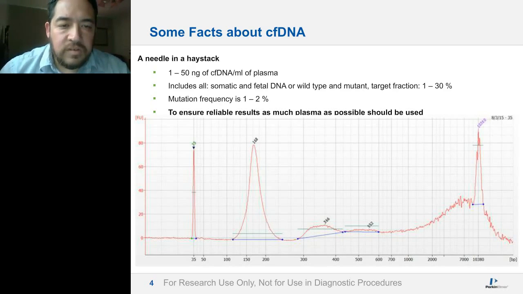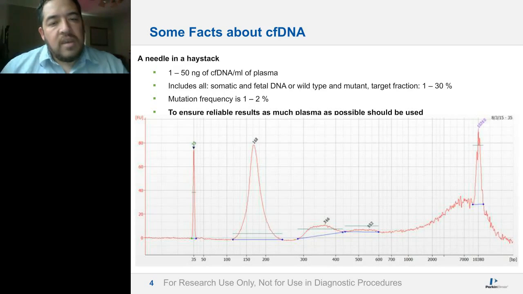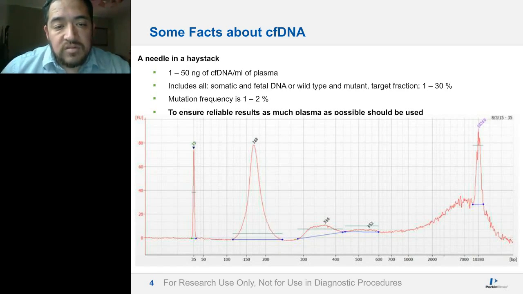So basically, 150 nanograms of circulating cell-free DNA per mil of plasma. It includes all somatic and fetal DNA as well as wild type and mutant, and the target fraction is only 1 to 30%. And in terms of mutation frequency, especially with interest to ctDNA, it's only about 1 to 2%. So you're really, first of all, getting a very small portion of circulating cell-free DNA out. And then out of that, if you're going to do any sort of mutation frequency, it's even smaller. So to ensure reliable results, you really need to use as much plasma as possible.